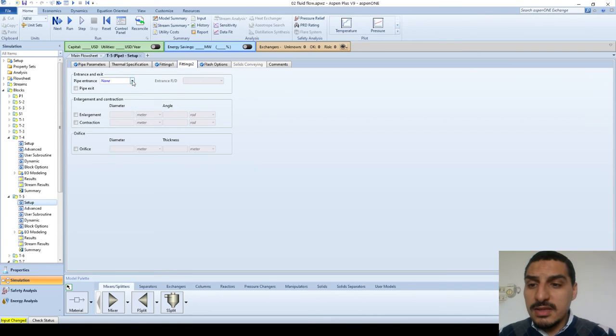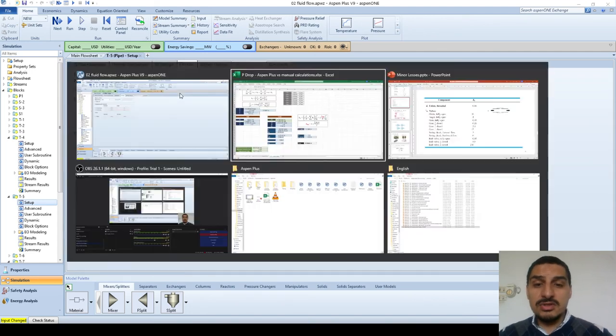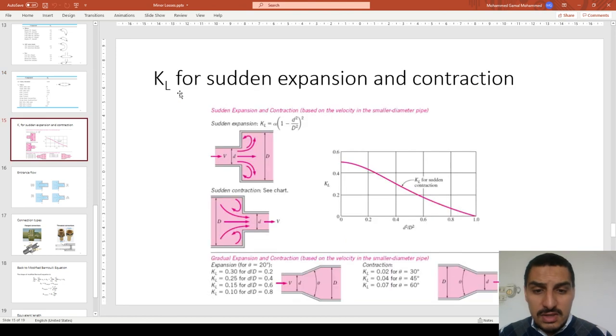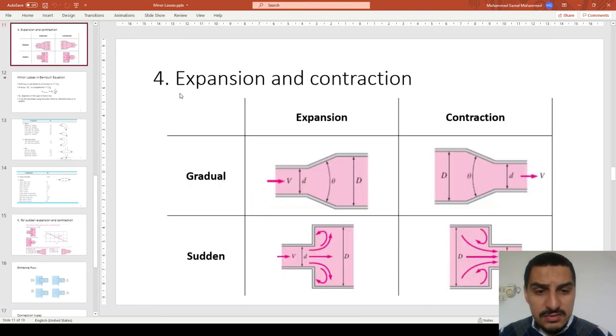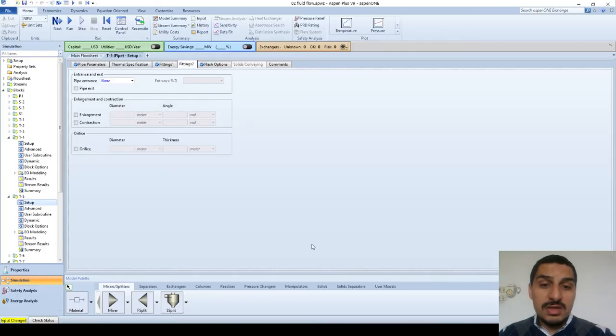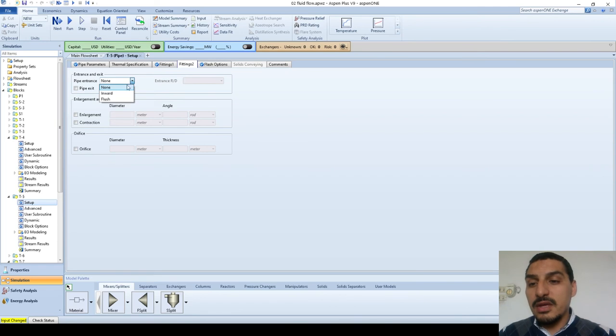And here you see that this gives us some options, either to go for none, so I'm not going to consider the entrance flow. Again, just a quick review of what we mentioned in the last video about the entrance and exit flow: you can ignore it if the length is more than 10 times the diameter. So Aspen Plus gives you the option either to consider it or not. Here you can see what it calls inward or flush.